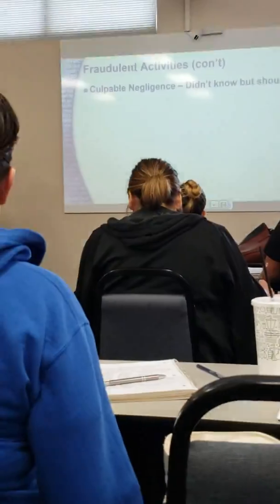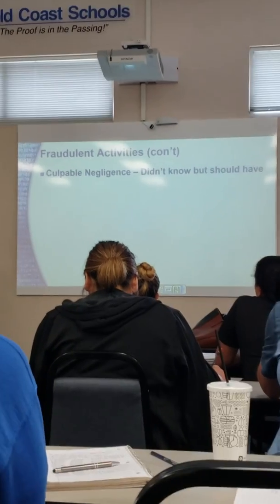Culpable negligence: did not know but should have. That's like the broker who did not deposit the money in a timely manner, or the sales associate who forgot to collect the additional deposit. That's also culpable negligence.